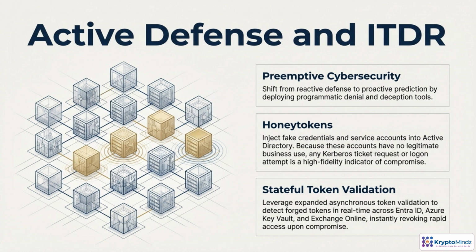You create fake privileged accounts and fake certificates in Active Directory and ADFS. No user or app should ever touch them. So the moment a Kerberos ticket, certificate request, or login targets one of these, you treat it as a confirmed incident and automate containment. Then add stateful token validation across Entra ID, ADFS, and Microsoft 365. Track token lineage, certificate thumbprints, and device claims so forged or replayed tokens are revoked instantly, cutting off lateral movement.